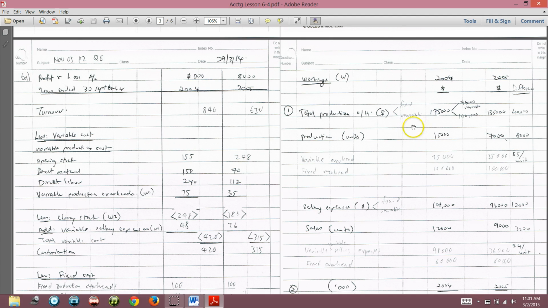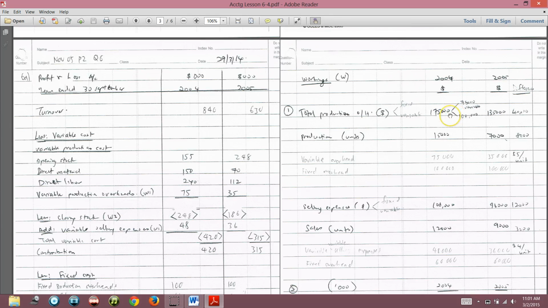Okay, the production overheads. In order to do my workings, I put here workings, bracket W. This one will be W1. W1 refers to working one, because I will obtain the figure from W1. Okay, total production overhead for 2004 and 2005.